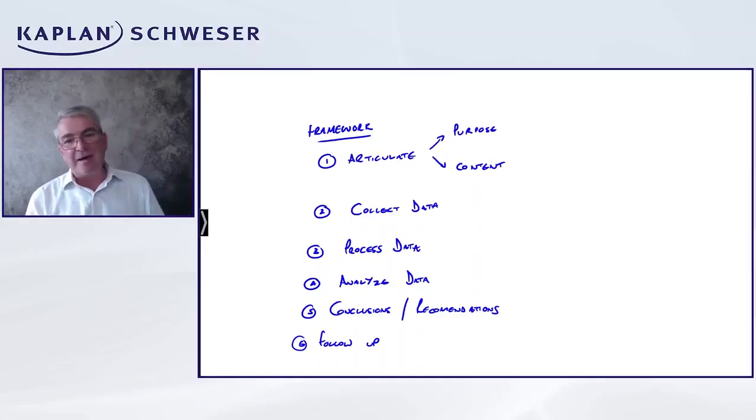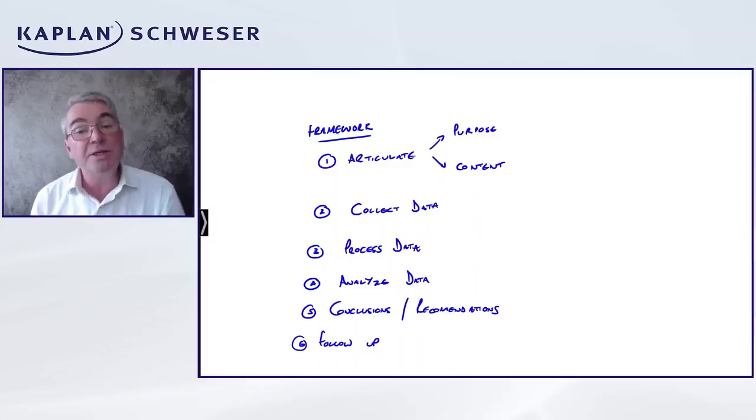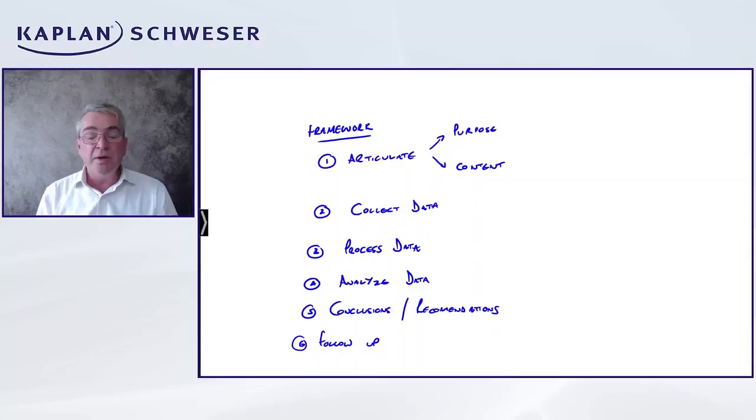So step 1 is articulating the purpose of your financial statement analysis. What are you trying to achieve? Are you trying to produce equity research and buy, sell, hold recommendations? Are you trying to issue a bond rating, a credit rating for a bond? So we set out the purpose of the analysis, and then also the content. What are we going to be producing? What are we going to be producing in our research report or on our credit rating report? Okay, so the output, if you like.